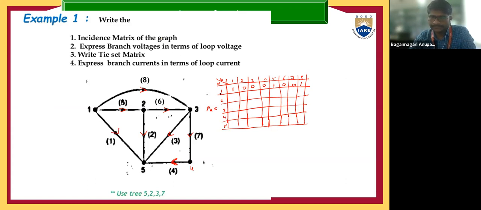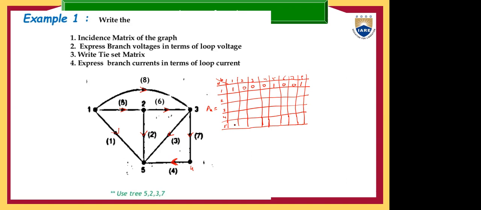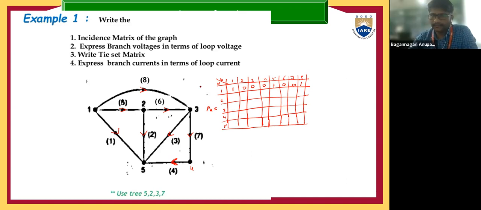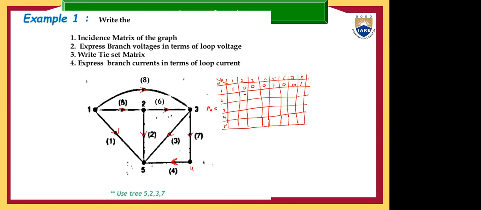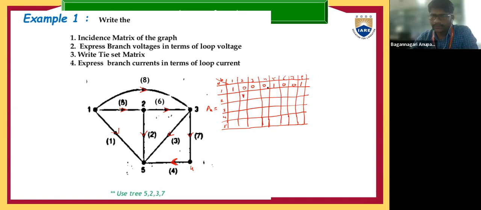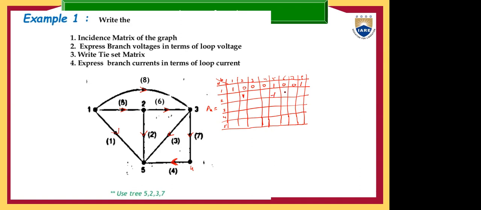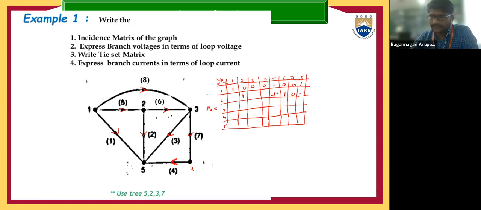Fine. So what about the second row? 2 and 6 are 1, sir. 2 is 1, 5 is -1, and 6 is 1. Yes, sir. Okay, rest of them are zeros.